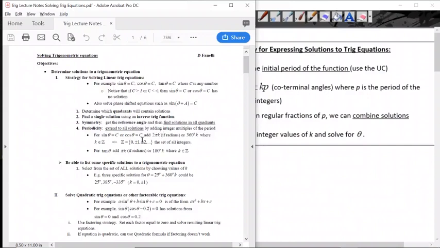If we choose k equal to 0, then 2 pi k would just equal 0, because 2 pi times 0 is 0. But if k was equal to 1, then 2 pi k would equal 2 pi. If k was equal to 2, then 2 pi k would equal 4 pi. If k was equal to, let's say, negative 2, then 2 pi k would equal negative 4 pi, etc. If we chose k to equal 10, then 2 pi k would be 20 pi.